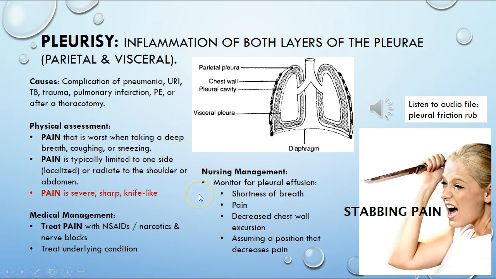What you want to watch out for, and part of your management, is to monitor for pleural effusion, which is a buildup of fluid. Some of the signs and symptoms are shortness of breath, pain, and decreased chest wall excursion. Help that patient assume a position that, guess what, decreases pain. Again, stabbing pain. So if somebody has pleurisy, priority would be treating the pain. And you can push that button in the PowerPoint if you want to hear what pleural friction rub sounds like.